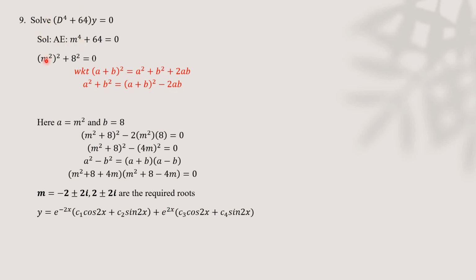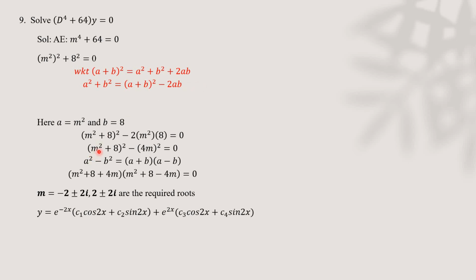m power 4 can be written as m square the whole square. 64 can be written as 8 square. Comparing this expression with a square plus b square, here I can have a value as m square, b value as 8. Applying this formula, I can rewrite the problem as m square plus 8 the whole square minus 2 times m square into 8 equal to 0. I have just substituted the a, b values, that's all.